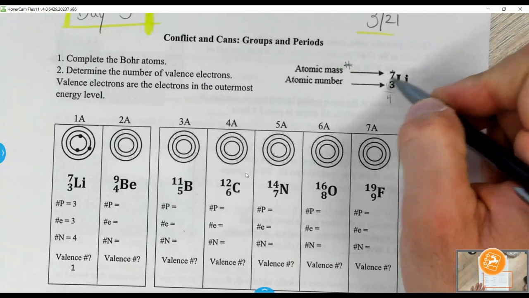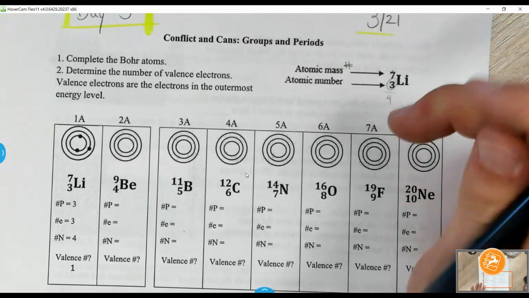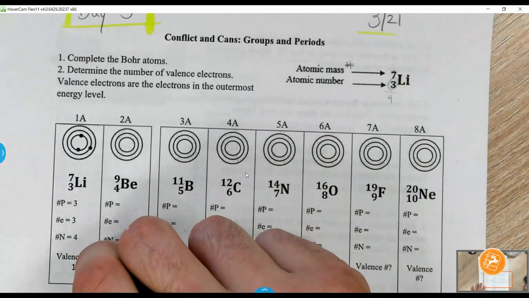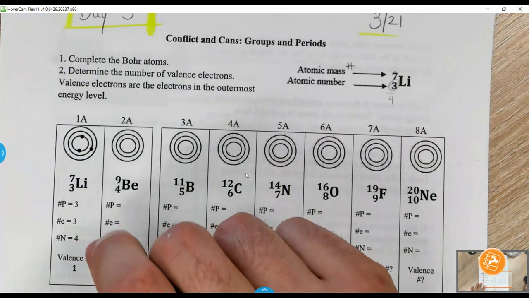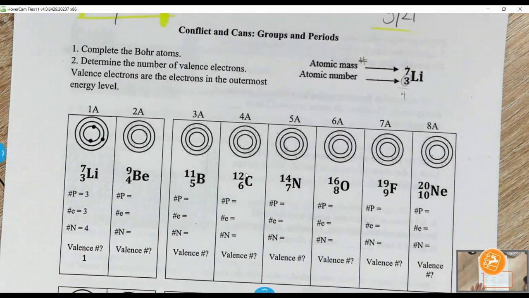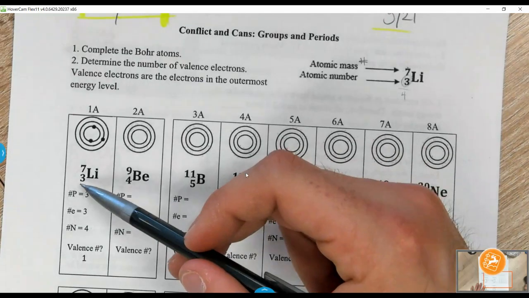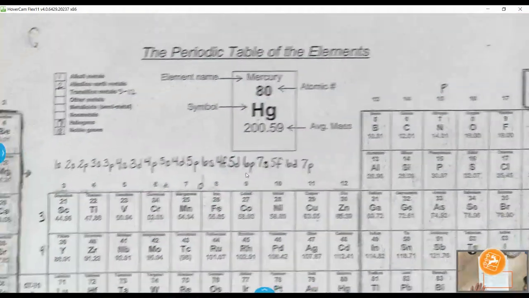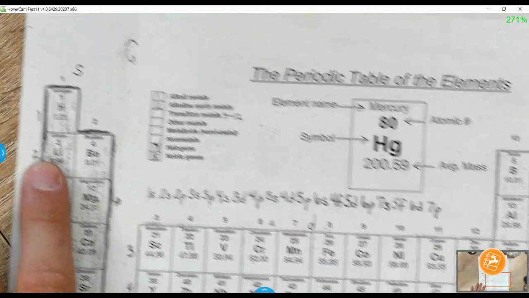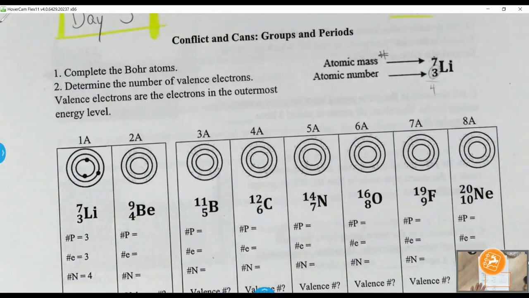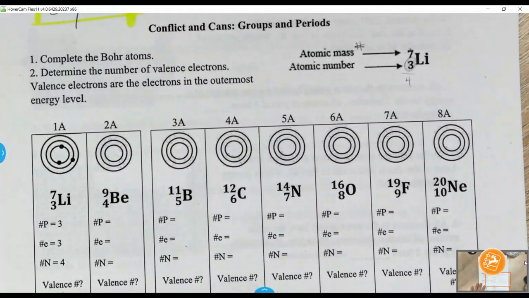Protons is the atomic number. So that bottom number is going to tell us what element it is on the periodic table, and how many protons. So protons and atomic number tell us exactly what element we are dealing with. We're looking at 3. Number 3 on the periodic table is lithium. Okay, excellent. So we're going to ignore the valence electron piece right this second.